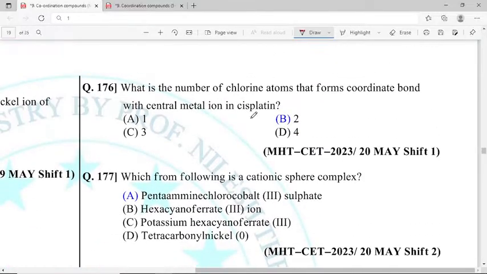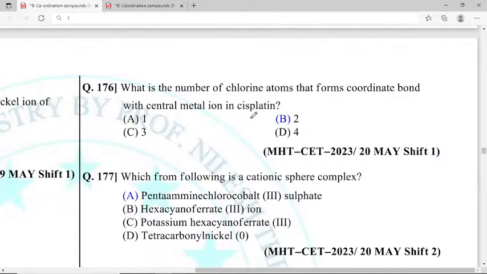What is the number of chlorine atoms that form a coordinate bond with the central metal ion in cisplatin? Okay, what is the formula here? Pt(NH3)2Cl2. How many chlorines? There are 2 chlorines. Cisplatin contains 2 chlorine atoms.